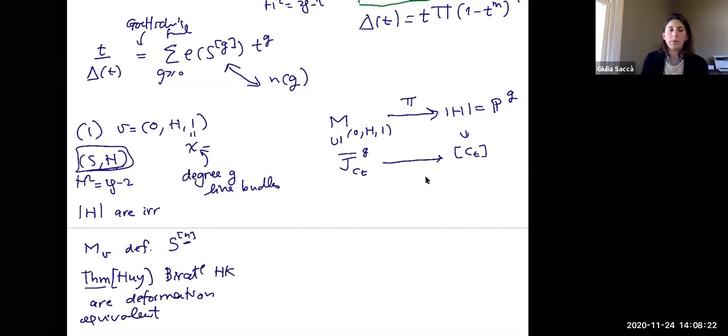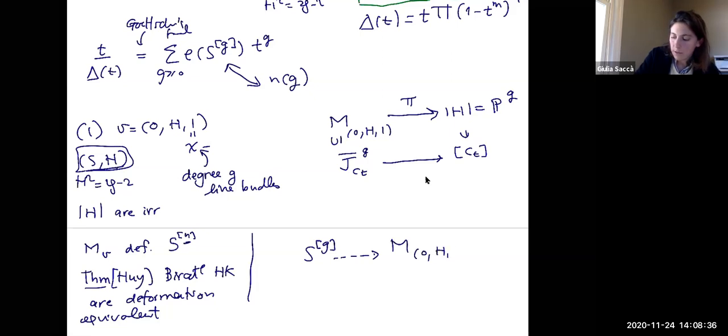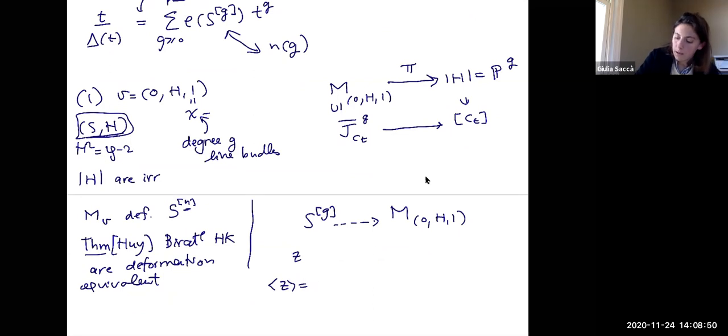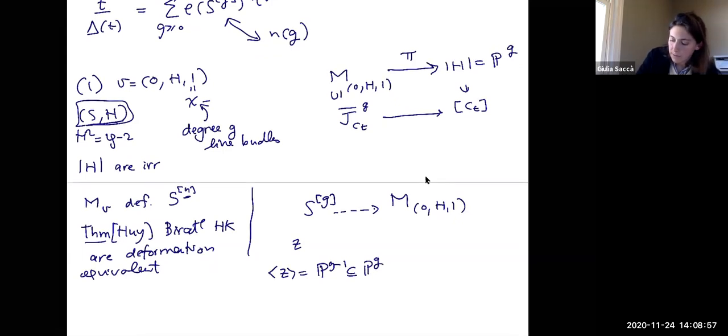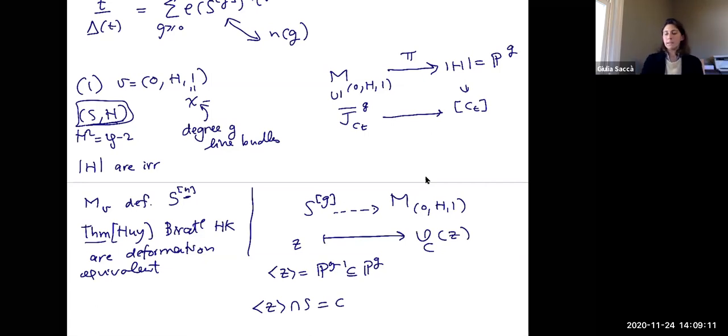So let me give you, in this case, it's pretty easy to see that the Hilbert scheme of g points on a K3 is birational to this moduli space, because if I take a general length g subscheme Z of S, then it spans a hyperplane section in P^g where the K3 sits, and so the intersection of this hyperplane with the K3 will be a curve. Generically, it's smooth, and so the map associates to Z the line bundle on this curve that is O(Z). And it's easy to see that this map is birational.